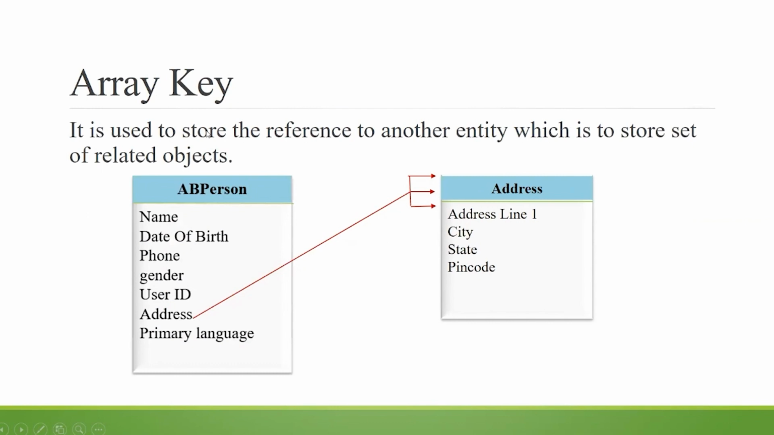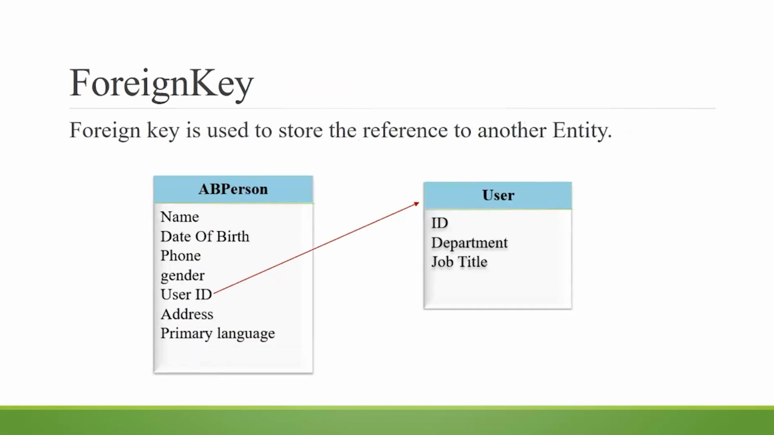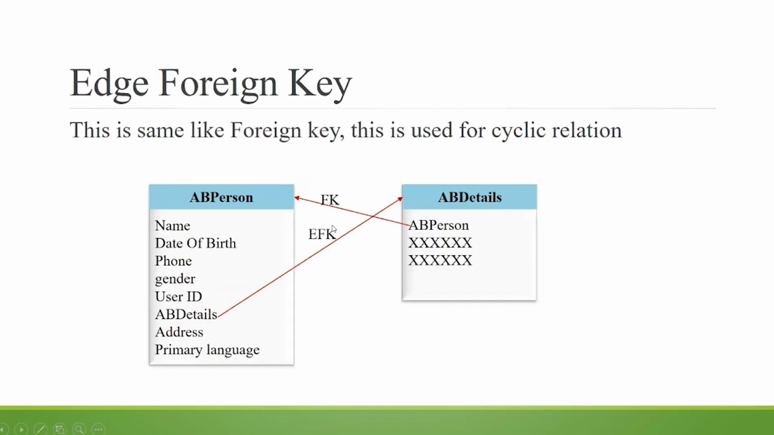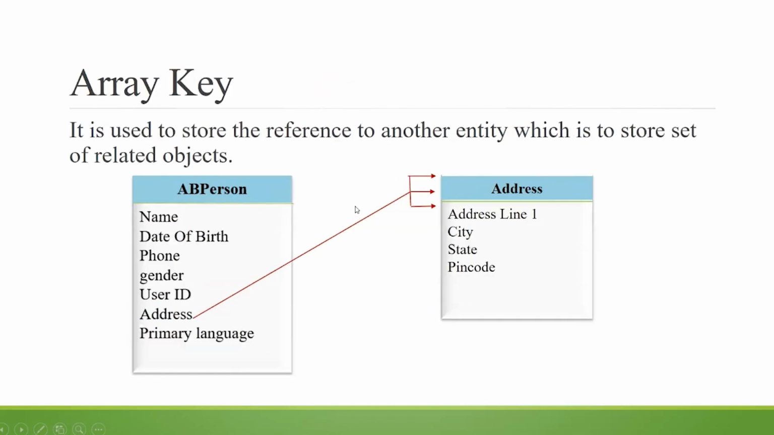And now coming to array key. Array key is used to store the reference for another entity, to store a set of related objects. For example, a person can have many addresses, like two or more addresses. In such cases we use array key. Here we refer to address as array key in the AB person so that we can add one or more addresses for the person. This is like a one-to-many relationship. And I am telling again, for one-to-one relationship, we use foreign key. For cyclic relationship, we use edge foreign key. And for one-to-many relationship, we use array key.